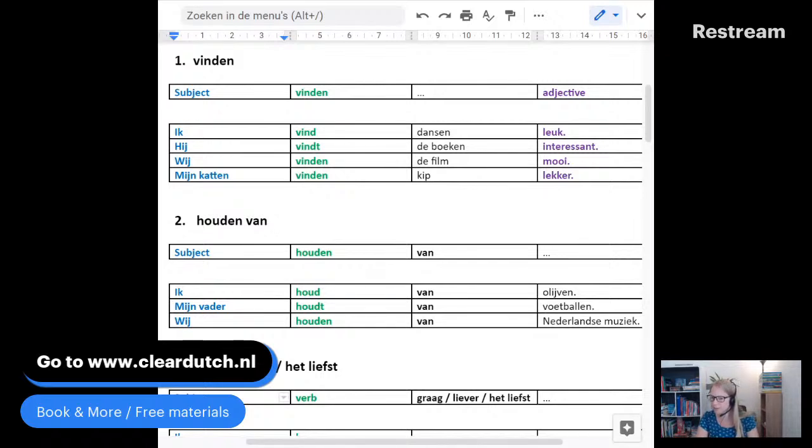Ik vind pasta lekker. And that's really practicing this kind of thing, like making sentences first a bit structured, like putting things in the correct order, and then more freely and your own sentences. So this is always the structure of this course. Let me see what else. There's a lot more coming.